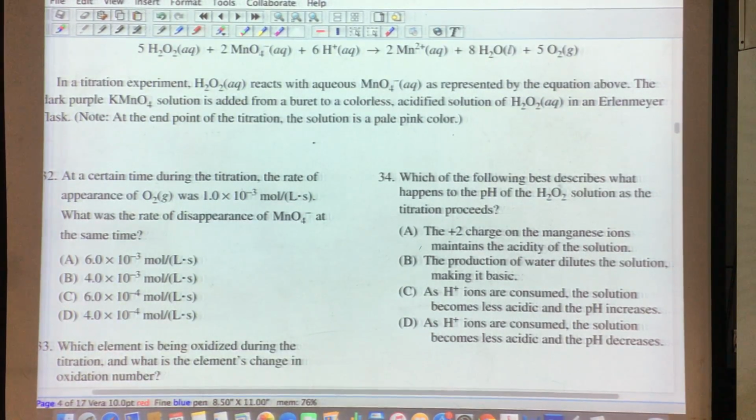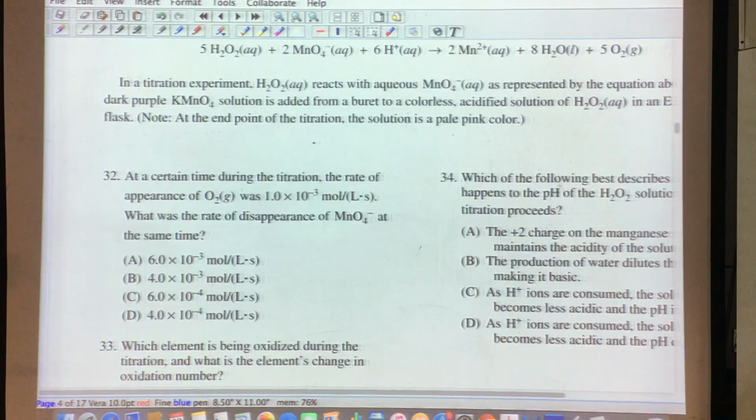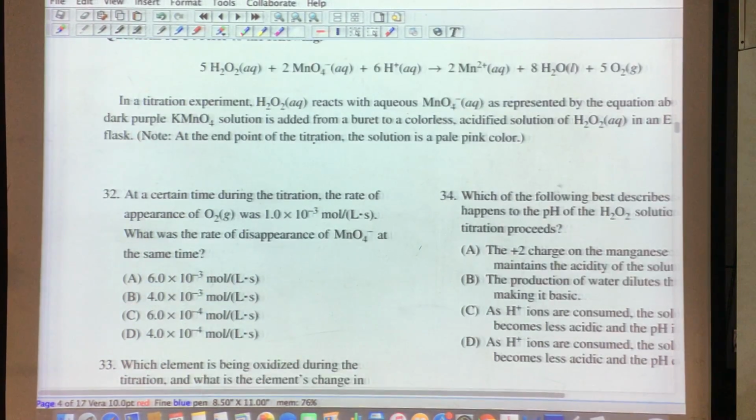So 32. This is one of those questions where you'll definitely see something like this Monday, where they're going to give you a group of questions on one area.